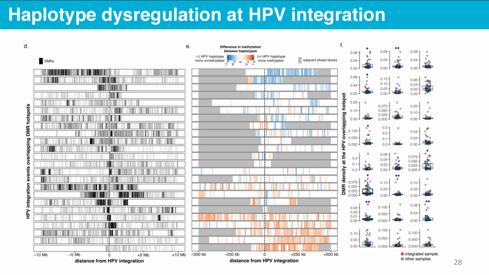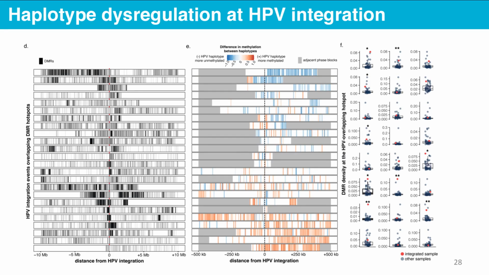But some integration events have more of a unidirectional effect, so the higher density of DMRs leans more on one side or the other of HPV. But the density is very centered. So there are a few differences between the integration events.